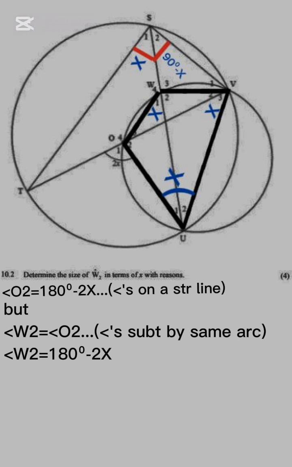Yeah, we are done. You can see that it's easy to attain 4 marks on a Euclidean geometry question.